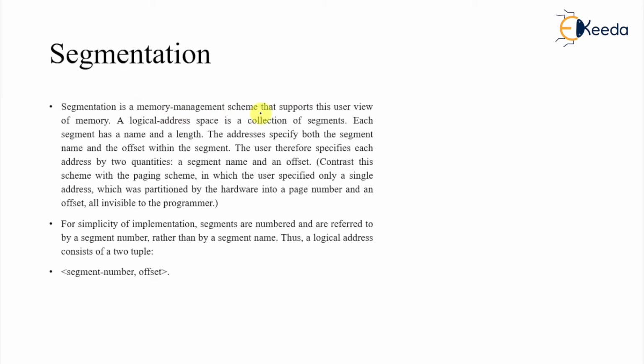Segmentation is a memory management scheme that supports the user view of memory. As I've already told you, there is a main function, then there can be the sqrt function, and an output print function, something like that. The logical address space is a collection of segments. Each segment has a name and a length. The address specifies the segment name and the offset within the segment.